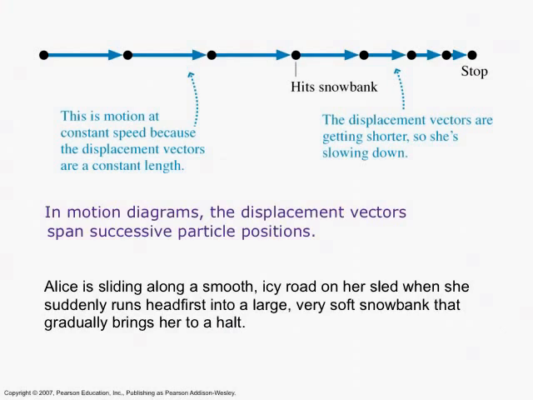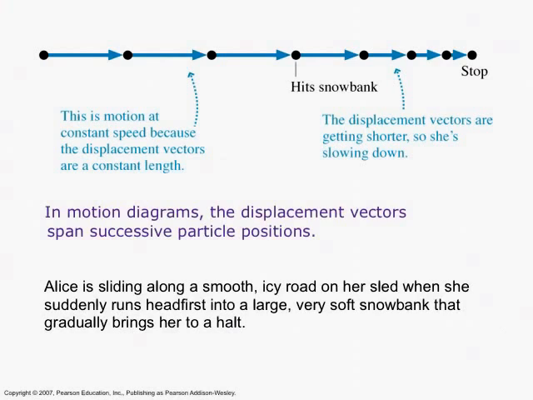In this image from your textbook, the motion diagram represents Alice, who's sliding along a smooth icy road on her sled when she suddenly runs headfirst into a large, very soft snowbank that gradually brings her to a halt. We see the motion diagram is giving us the same information.